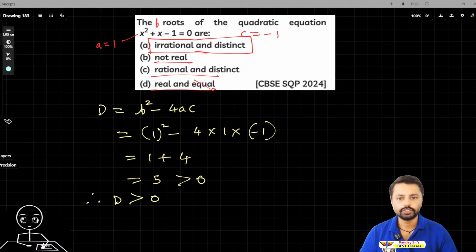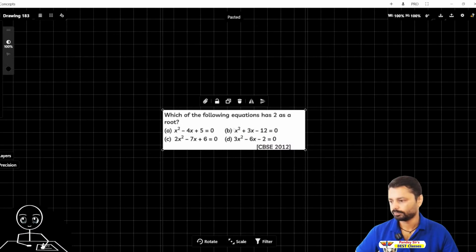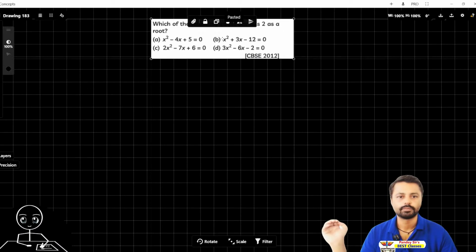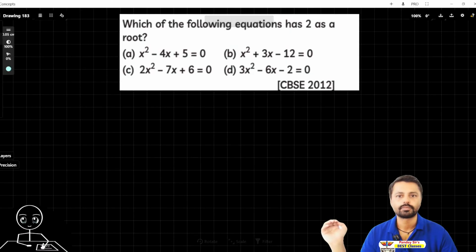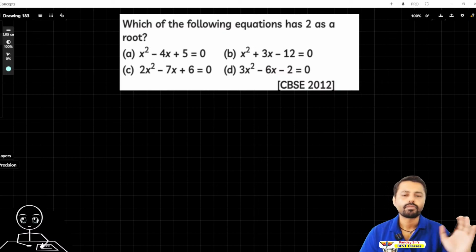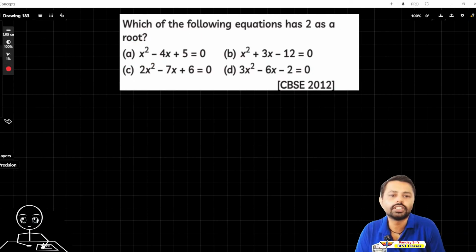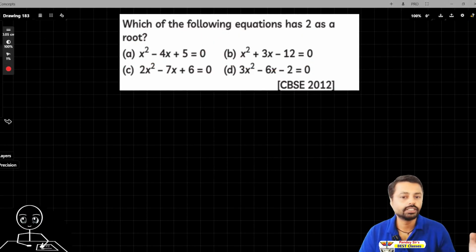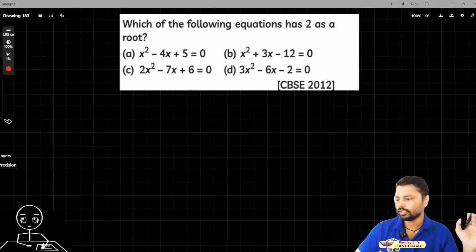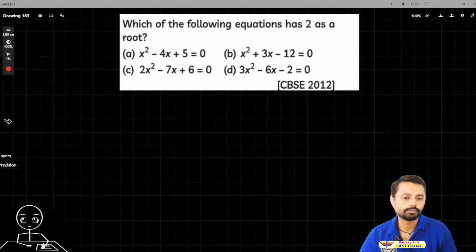This question I'm going to give was asked in 2012. So try it once. Which of the following equations has 2 as a root? At first it might look like you need to find the roots of all of these, but there is a trick. So first think by yourself how you would do it in your exam.